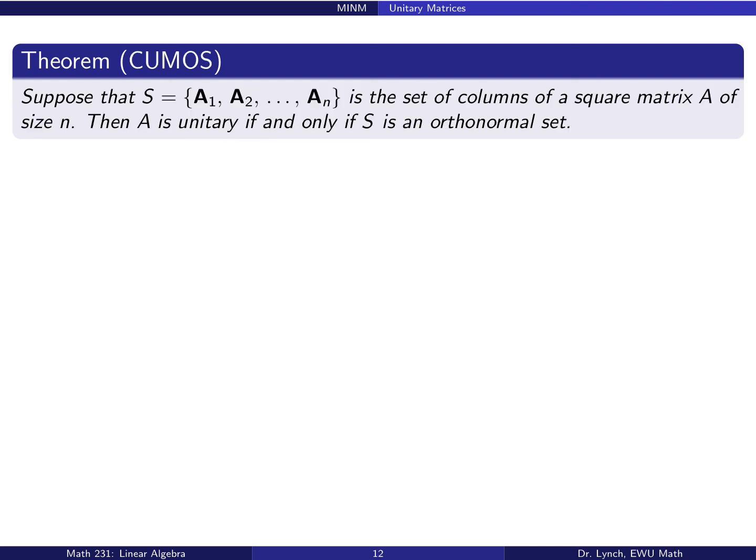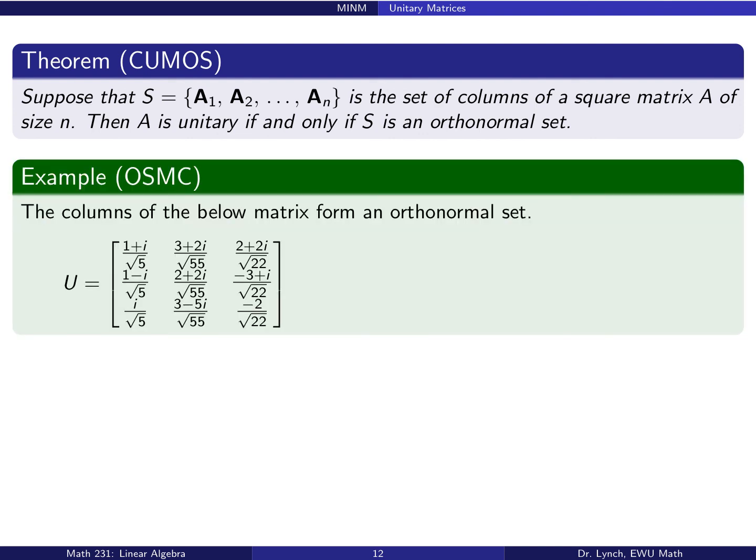I'll go ahead and state this next theorem without proof. This theorem relates columns of a unitary matrix to a set of vectors. A matrix A is unitary if and only if its columns form an orthonormal set. I'll just have you read the proof of this. This is an important result: the columns of a unitary matrix are an orthonormal set. Again, that is a set that's orthogonal where every vector is a unit vector. Just an example here is a matrix we saw previously. This matrix U, believe it or not, has columns that form an orthonormal set because we saw that it's unitary.